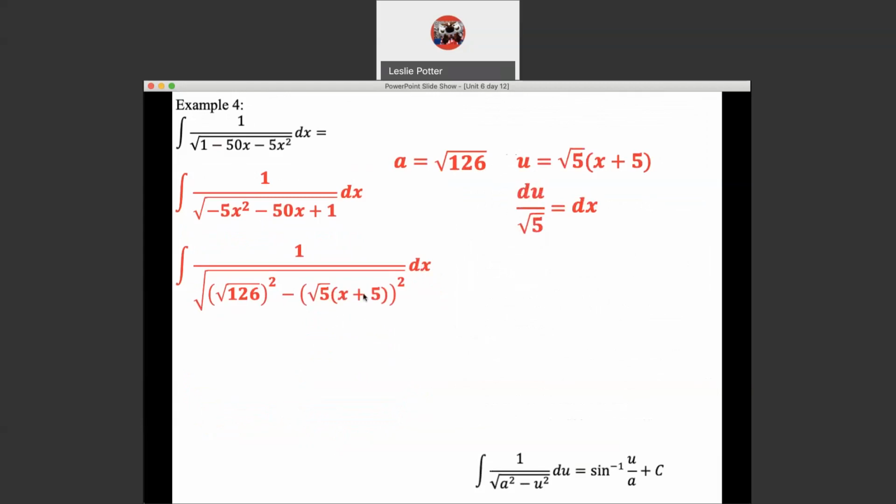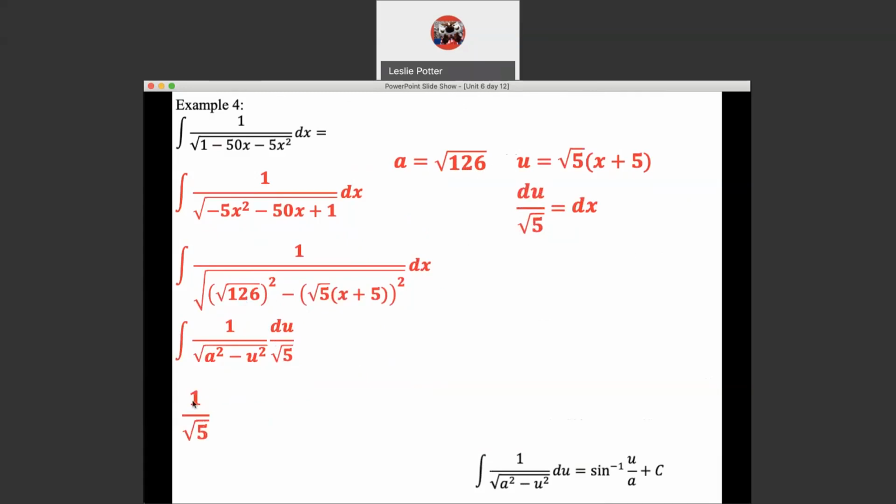And I'm going to substitute out these things. So it's going to look like a squared minus u squared times du over root 5. In fact, I did a double substitution. I didn't have to substitute out the square root of 126. I just did. And now I'm going to write it like this.